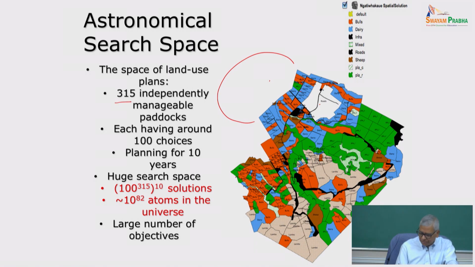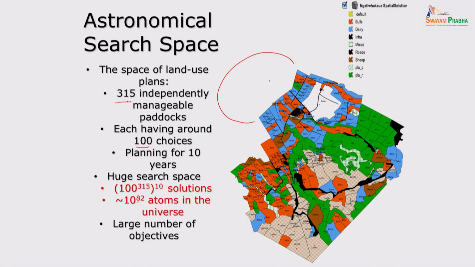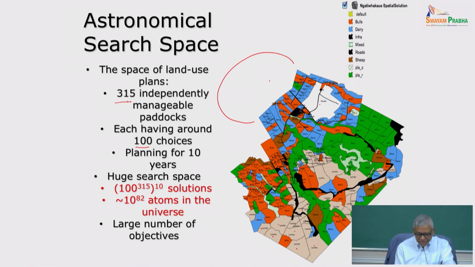It turns out there are 315 paddocks. Each one of them is isolated with a fence, okay? And now you have to decide in each place what you are going to do: dairy, bulls, or some bushes. There are about 100 options that you could do in each place. So 315 places, 100 options each, and then you cannot change everything in one year, because it would be very, very expensive. So they stagger it over 10 years. So this is the entire search space. It's a large number, right? There are only 10 to the 82 atoms in the universe, right? So it's a huge number of solutions we are talking about.